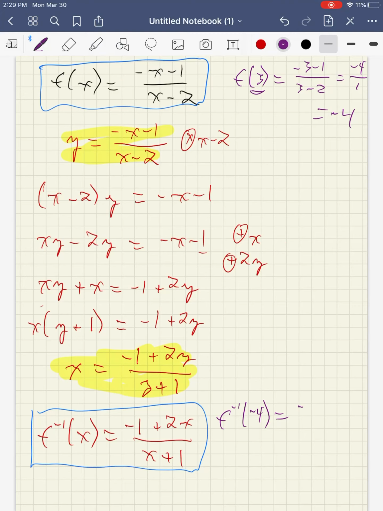So negative 4, so I have negative 1 plus negative 8, if I plug in negative 4 for x, and then I have negative 4 plus 1. So I have negative 9 over negative 3, which is 3. Okay, so that's an example of one point that worked. I'd need to show that for all points, and I'll show you how to do that in the next video.